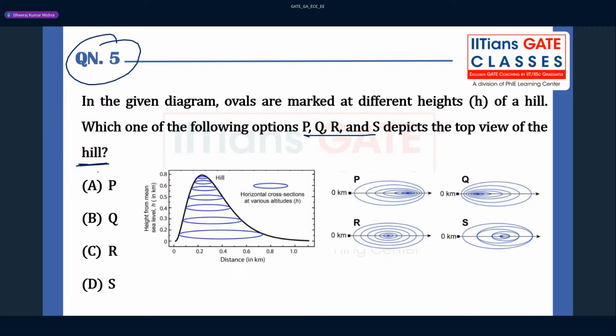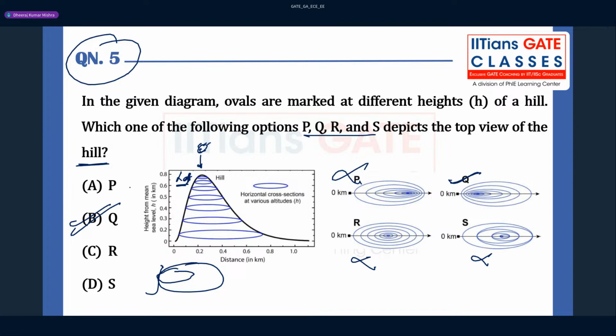If you are looking from here, say this is your eye, you know that you are going to get some kind of ovals, rings. This is the left side, so the ovals are going to be dense to the left, not dense to the right. You can see that this one is not the correct option, this is also not correct, and this is also not correct. Only option Q, which is option B, is correct in this case.